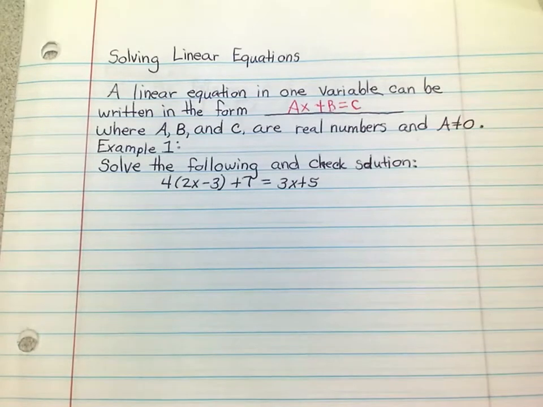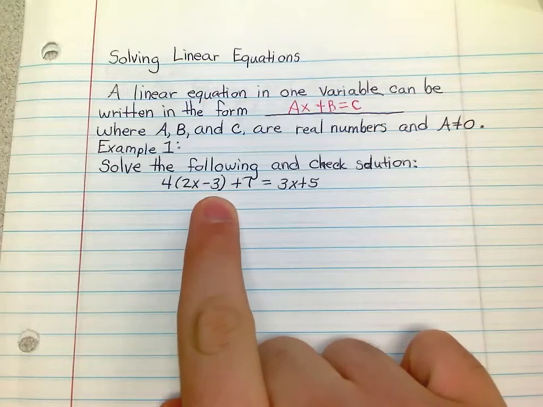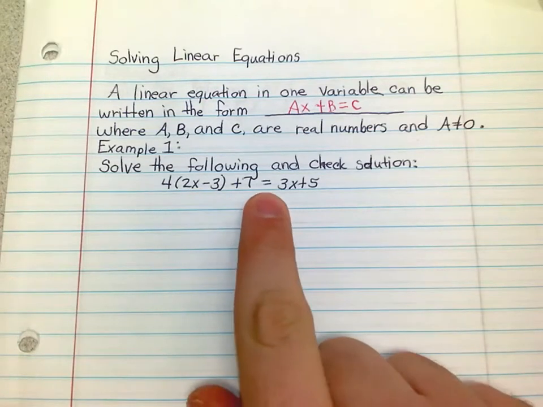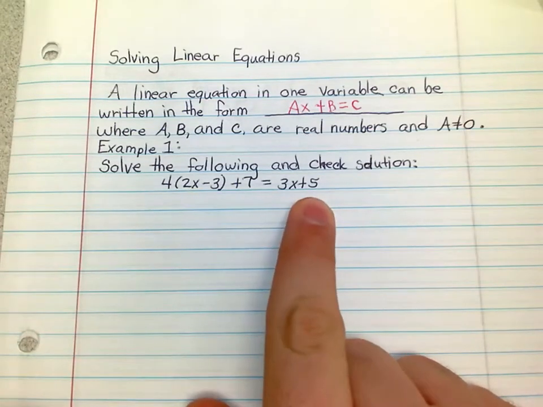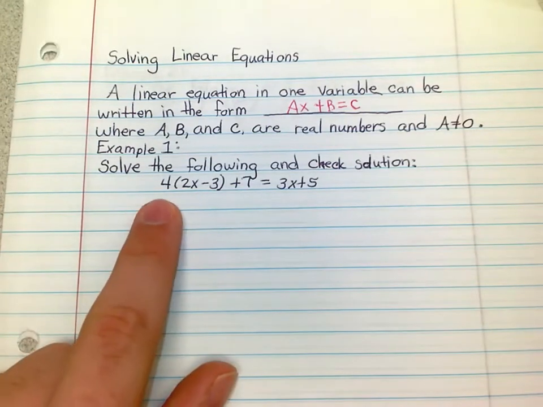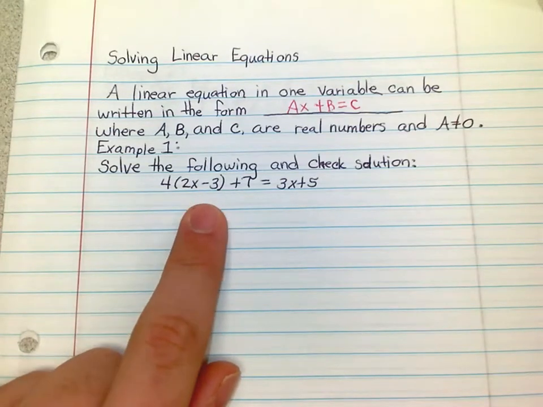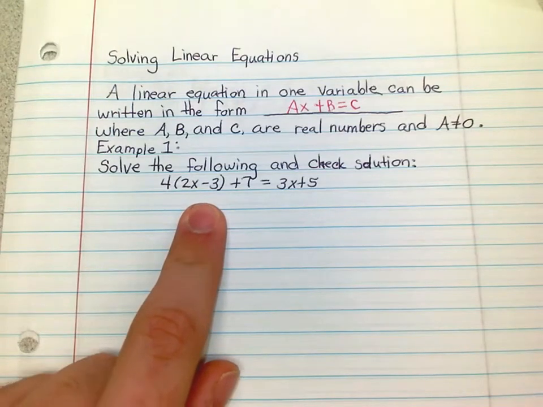So example 1, solve the following and check the solution. Okay, so we have 4 times the quantity 2x minus 3, plus 7 equals 3x plus 5. So let's break down what we have. We have the distributive property over addition, so we're going to need to take care of that. We don't have any fractions, so we are good to follow through.